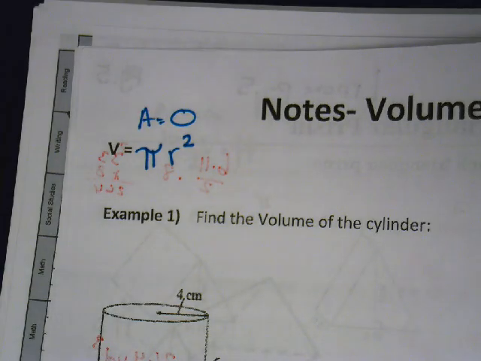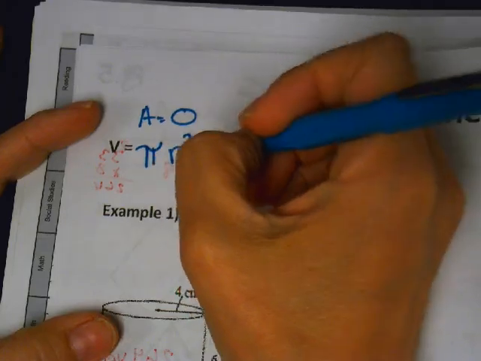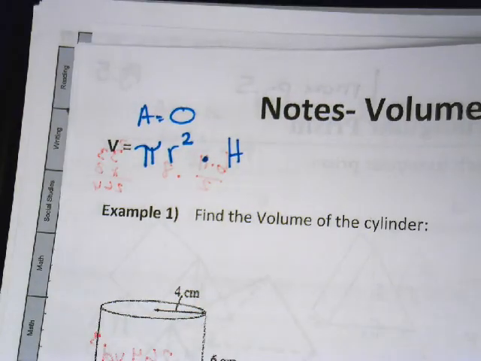Now, how do I make the area of a circle transformed into volume? What's the next step I have to do? Times your height. Very good. Times your big height. How tall is this cylinder?